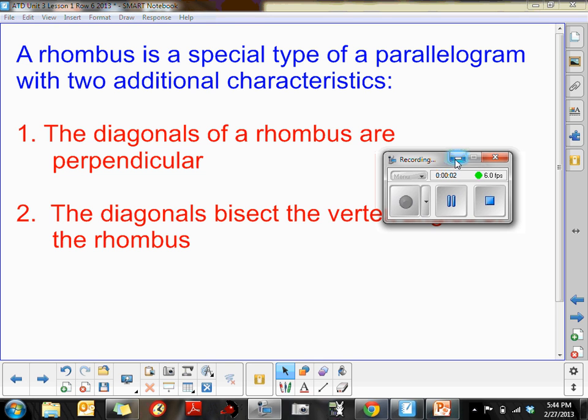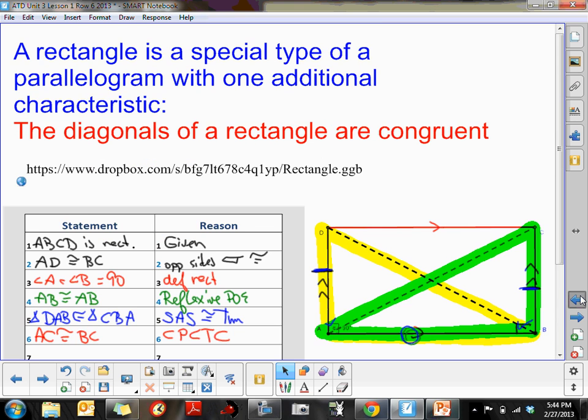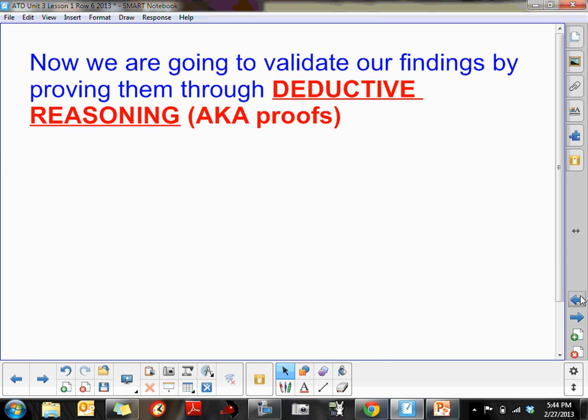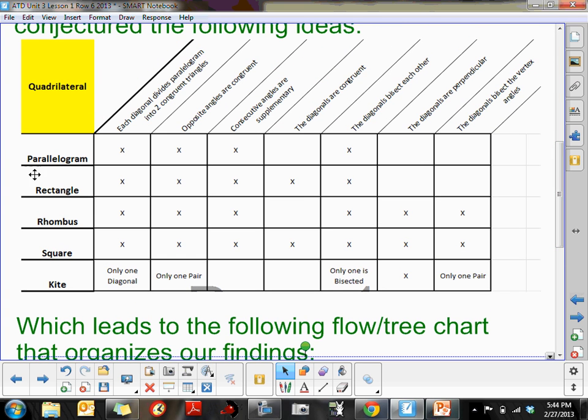All right, we're going to move on to the next parallelogram that was in our chart. If you scroll back here again, we fall into a rhombus. And a rhombus, since it is a parallelogram, these 1, 2, 3 that match with the parallelogram are already proven. So everything that's true about a parallelogram has to be true about a rhombus.